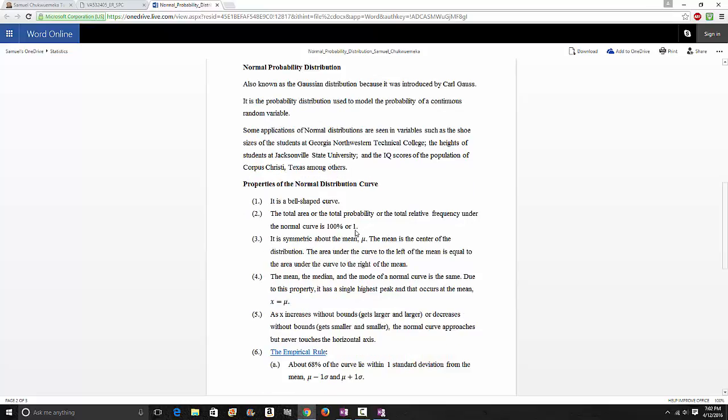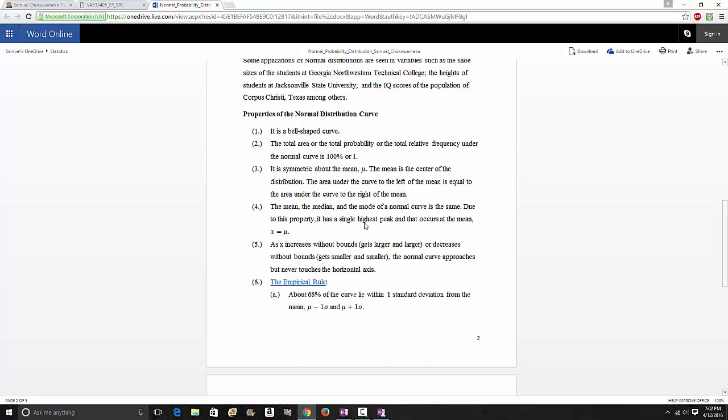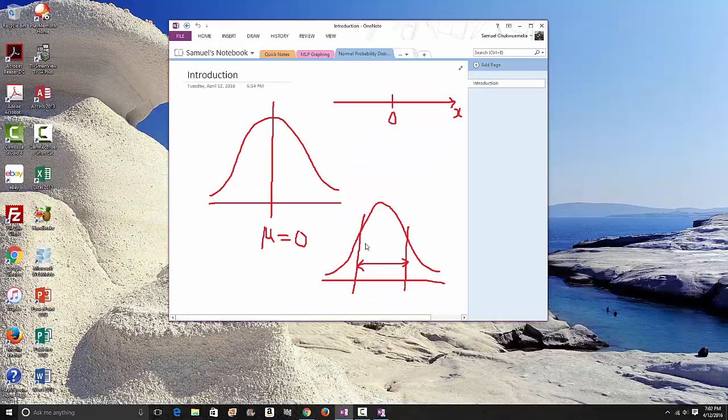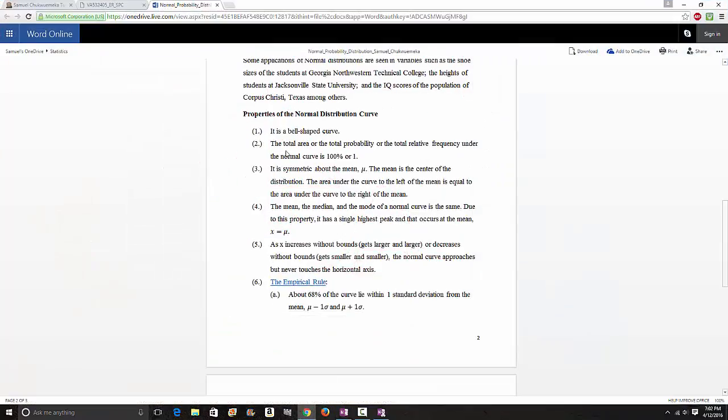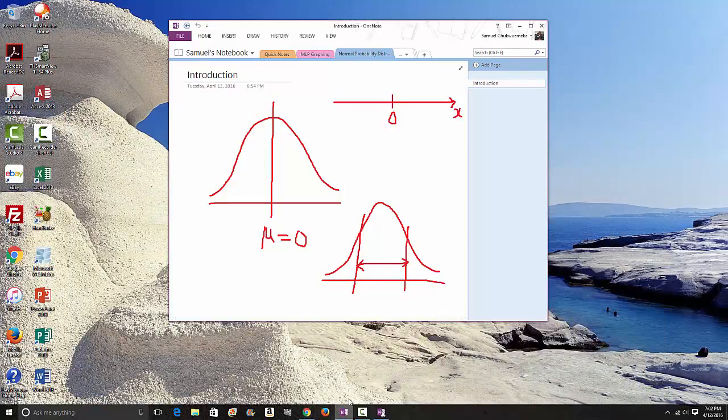Now, what are the properties of the normal distribution curve? Number one is the bell-shaped curve. As you can see here, it is bell-shaped. Number two, the total area or the total probability or the total relative frequency under the normal curve is 1. So when you look at the total area here under this curve, you can either call it area, you can call it probability, or you can call it relative frequency.